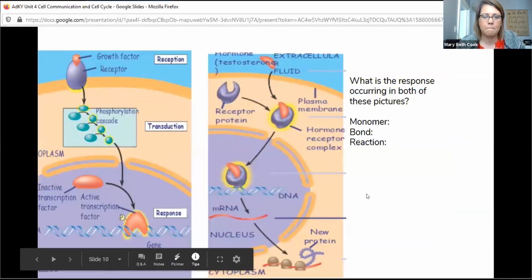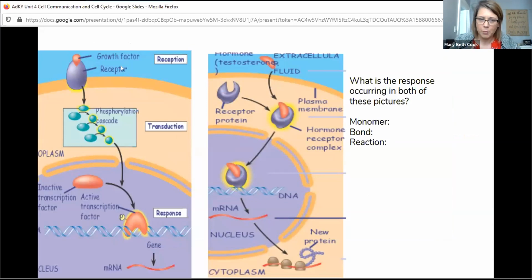This picture is just specific examples of those two in the previous slide. Growth factor could be a signal that tells cells it is okay to start dividing through mitosis, and it's a water-soluble molecule because it's docking out here. Testosterone is a great example of a lipid-soluble molecule that can diffuse through the membrane and dock to a receptor inside the cell.